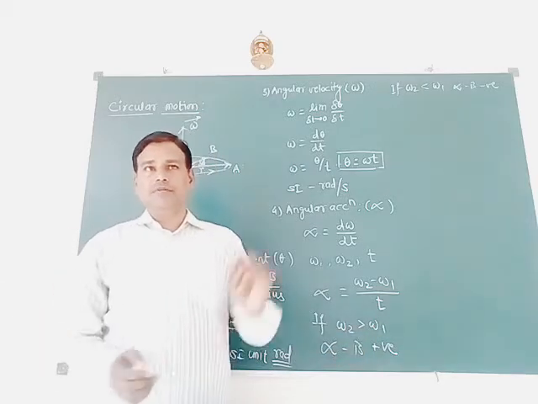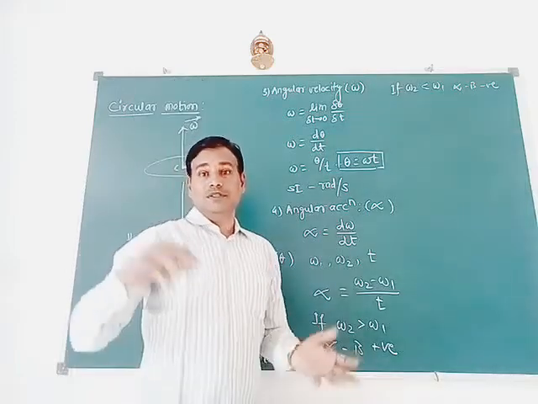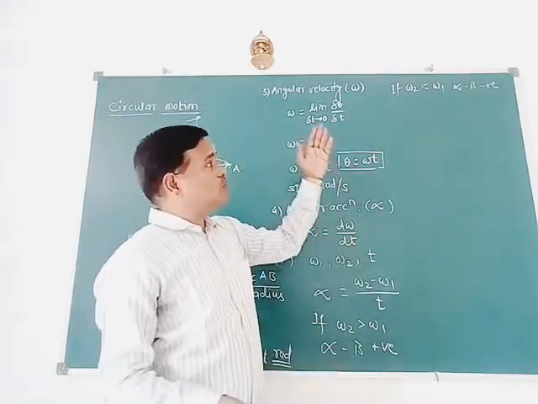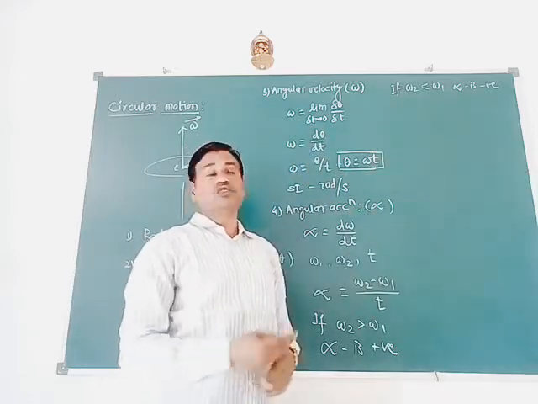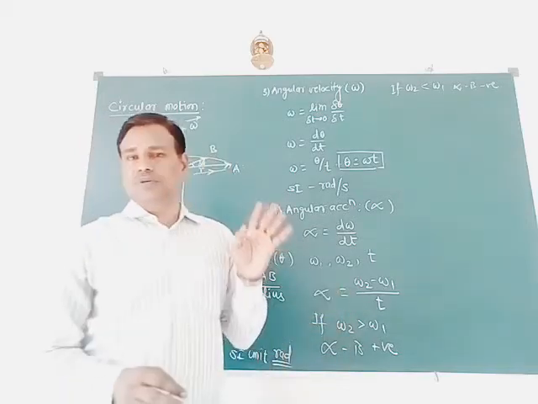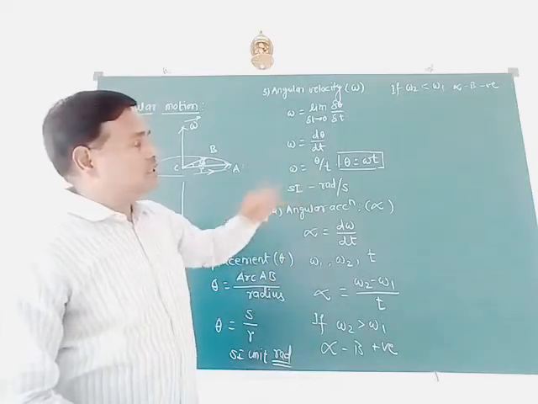And finally, when we switch off the fan, what happens? Its speed decreases. If its speed decreases from omega 1 to omega 2, the final velocity is less than the initial velocity. What happens? Alpha is negative. So this is positive acceleration, negative acceleration.